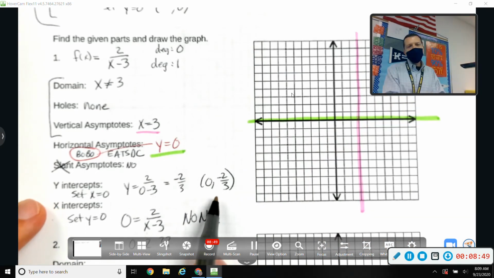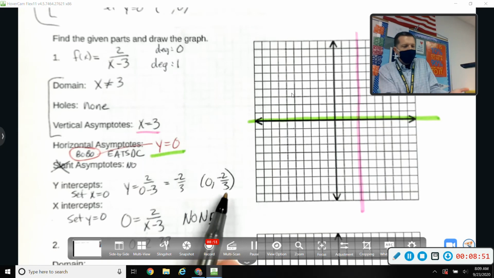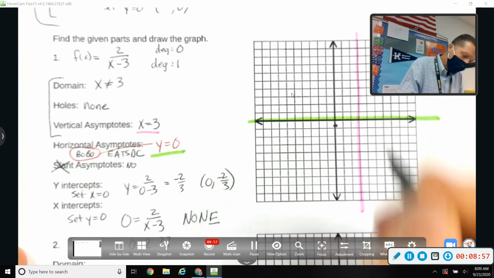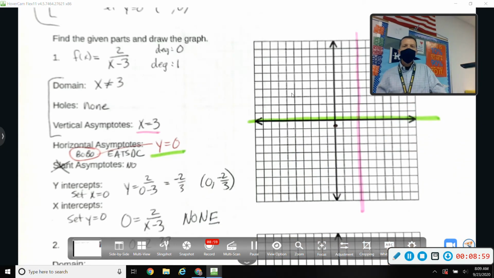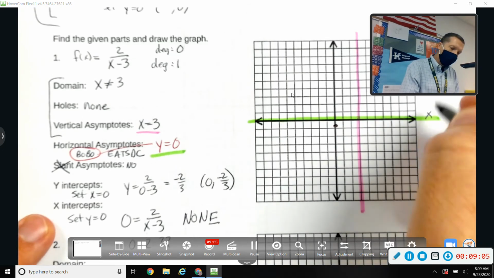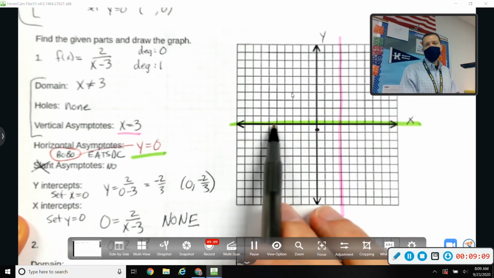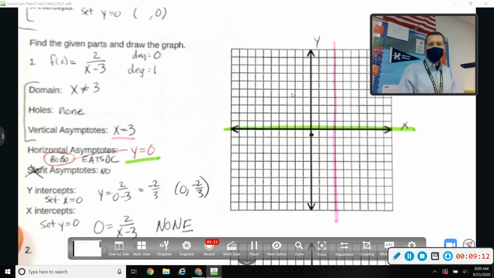Okay, well, negative 2/3, you got to have enough sense about you to think, well, 2/3 is between 0 and 1, a little bit closer to 1. So we'll put it right there. There aren't any x-intercepts. You know what? That kind of makes sense now because there's a horizontal asymptote right there. So that's why there aren't any x-intercepts.